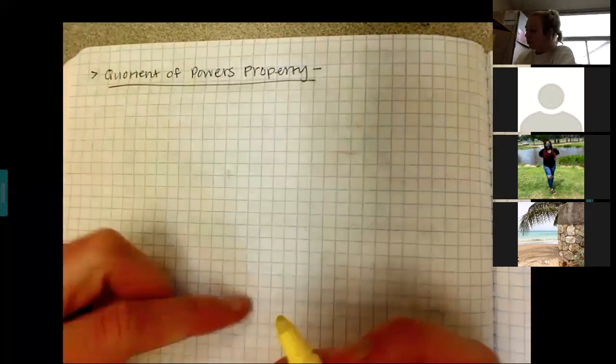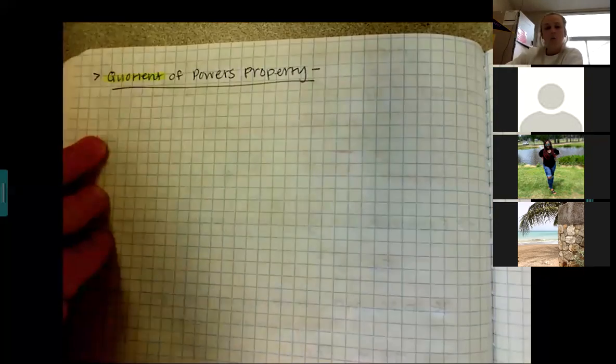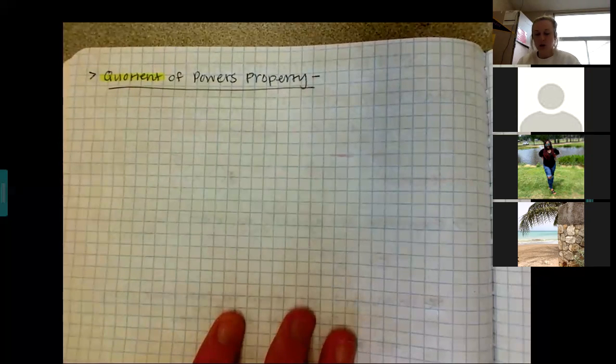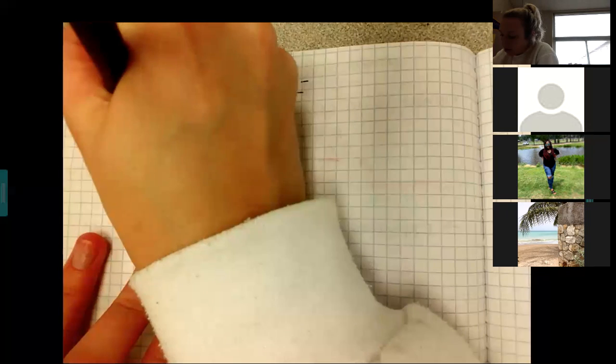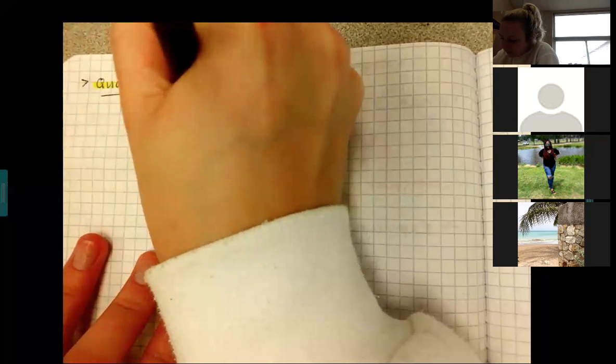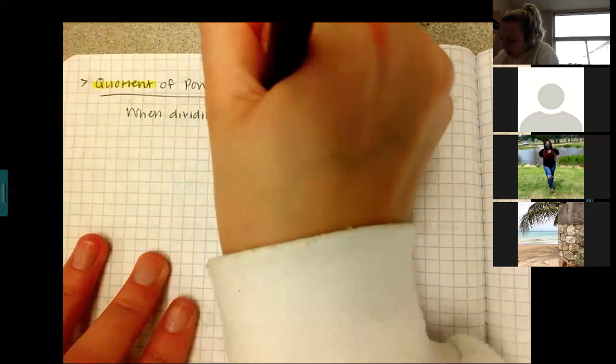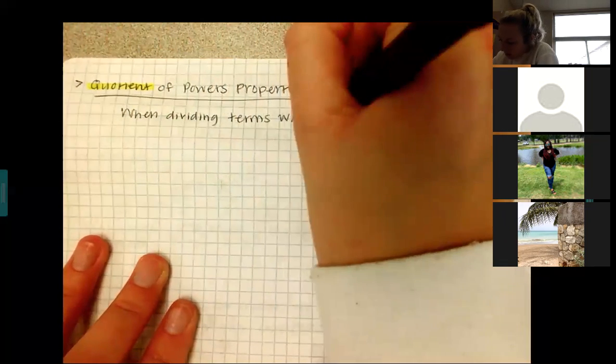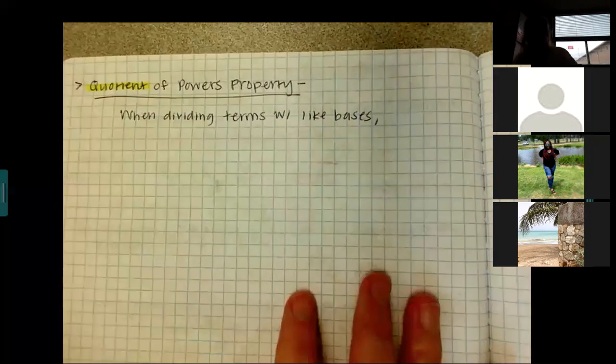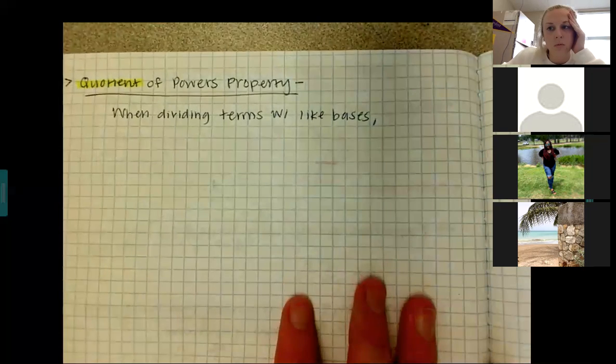All right, so the next one we have is the quotient of powers property. All right, so similar to what I asked you guys before, what is a quotient? What does the word quotient tell you guys we're doing? The answer to a division problem. Very good. It's the answer to a division problem. It means we're dividing, right? So when you are dividing terms with like bases, who remembers from Math 1 what we do?